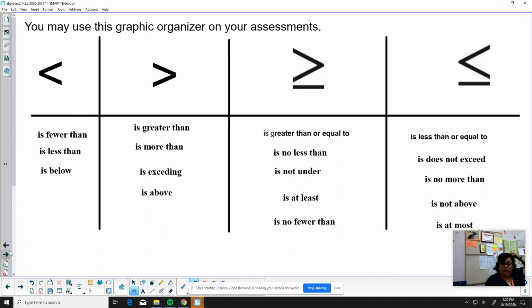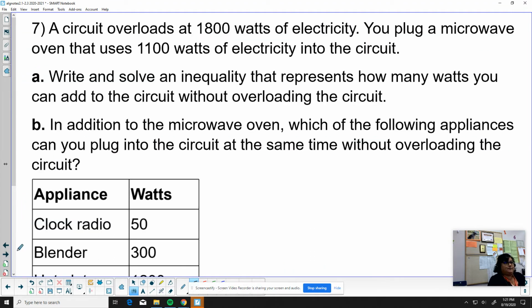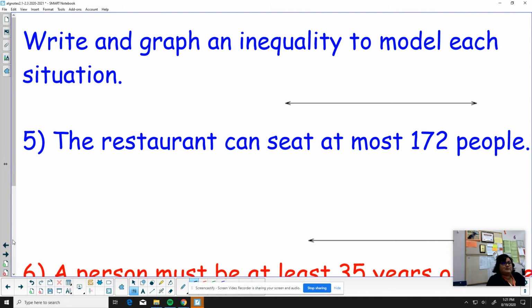Okay, so if you want to pause and copy this down, if you're virtual, that's a really good idea because you're allowed to use this graphic organizer on your notes. If you're in class, I'm going to give you one. I will also put the PDF of just this on the assignment. It's going to be a worksheet, so I'll put it on there too if you would rather have the PDF and you have a printer. Great. But you're allowed to use this on your assessments.